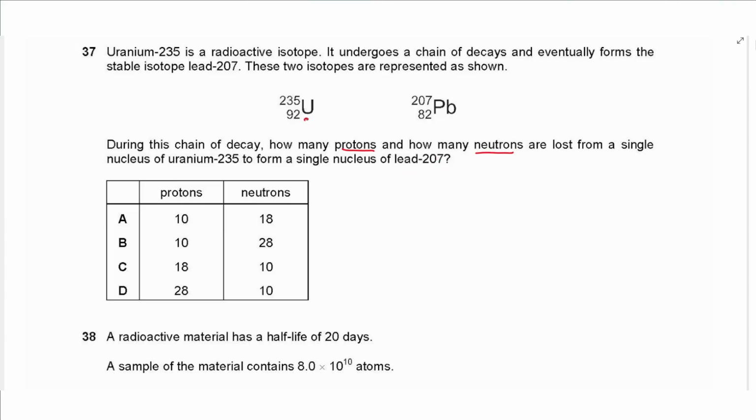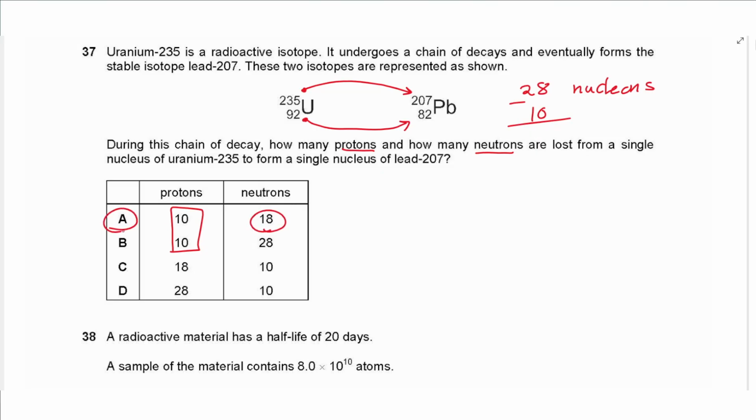So the easy part is protons. From 92 to 82, you lost 10 protons. The hard part is nucleons. From 235 to 207, you lost 28 nucleons, not neutrons. The nucleons are the total of protons and neutrons. So you already lost 10 protons. You subtract that, you get the neutrons, which is 18. So the answer is A.